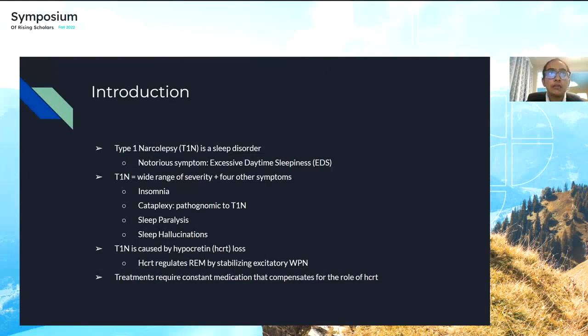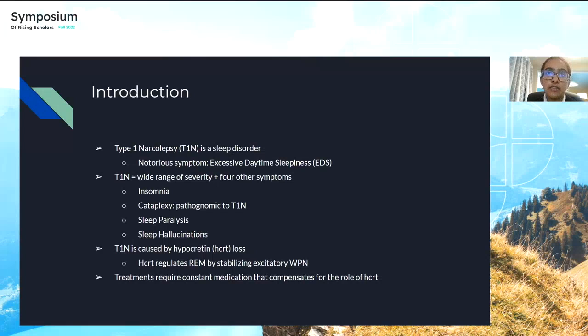Type 1 narcolepsy, abbreviated as T1N, is a sleep disorder diagnosed by its namesake symptom of narcolepsy attacks, that is, excessive daytime sleepiness. Contrary to popular belief, EDS has a very wide range of severity. The victim abruptly collapses into deep sleep only in the most severe cases. Its 4 other symptoms are insomnia, sleep paralysis, hallucinations on the edges of sleep, and cataplexy, which is a sudden loss of muscle tone during strong positive emotions.